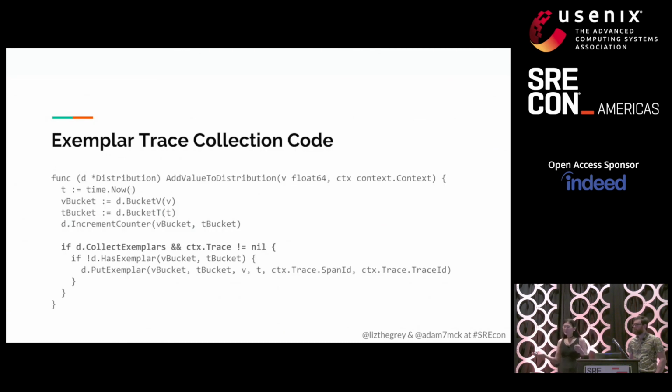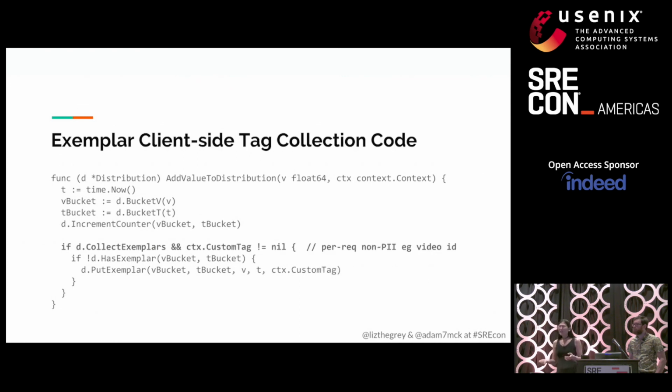So how does this work in pseudocode? Inside of your monitoring collection library, if you're logging latency, you might want to check: am I supposed to collect an exemplar, because it does have a storage cost? And am I already inside of a traced context? If I am, then just go ahead and store the traced context if there isn't already a trace associated with this bucket.